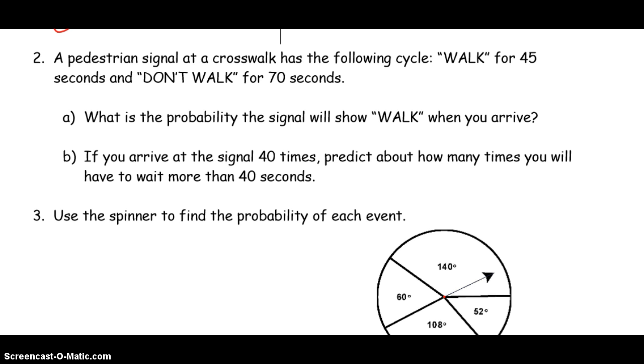Okay, pedestrian walk signal. So for 45 seconds it says walk, for 70 seconds it says don't walk. So we're going to use our same sample space and theoretical probability tricks here. So what's the probability that the signal will show walk when you arrive? So let's think about the total sample space. Well, the total is 45 plus 70, and that's hopefully 115. I'm doing that in my head. And the probability of it saying walk, well, that's this one right here, isn't it? So it's 45 out of 115, and that does simplify, and I'll leave you to do that in your own time.